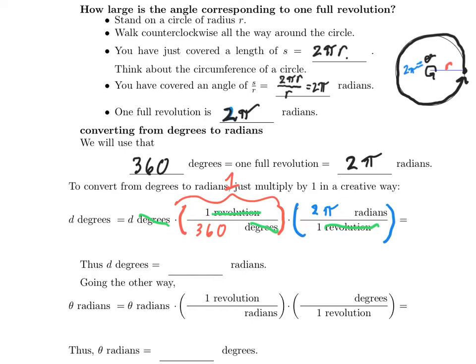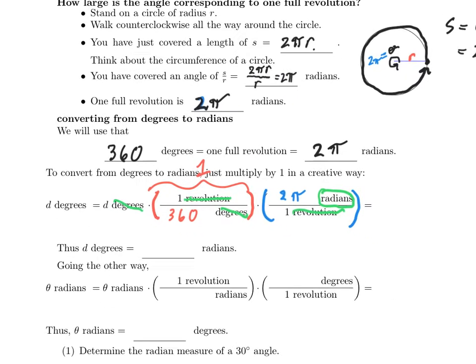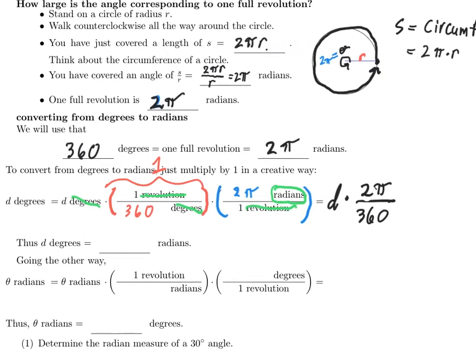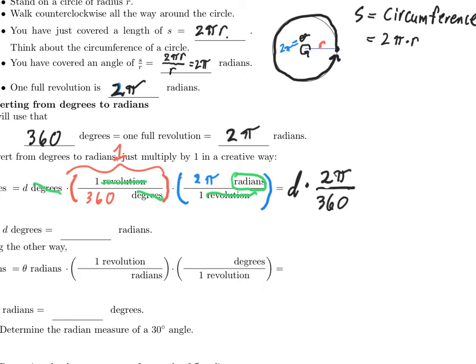And so now the only units left are radians, which is what we wanted. We wanted to convert from degrees to radians. Let's just write out what we have. We see d multiplied by, in the numerator I see 2 pi, in the denominator I see 360. Let's make that 2 pi less terrible looking. So to convert from degrees to radians, you just need to multiply by 2 pi over 360.